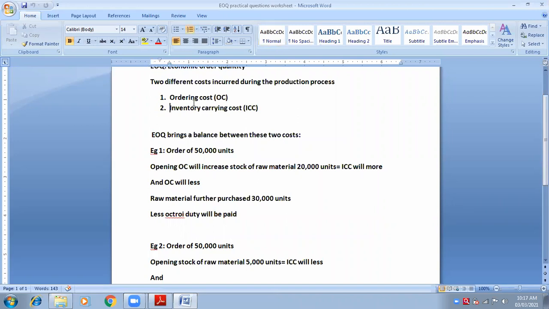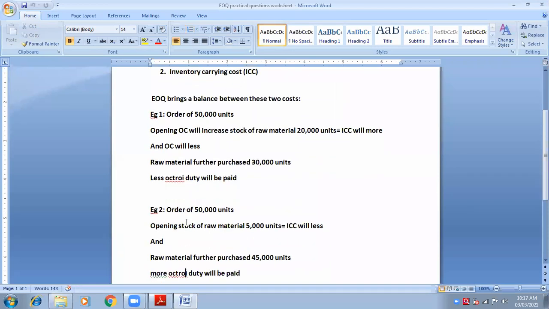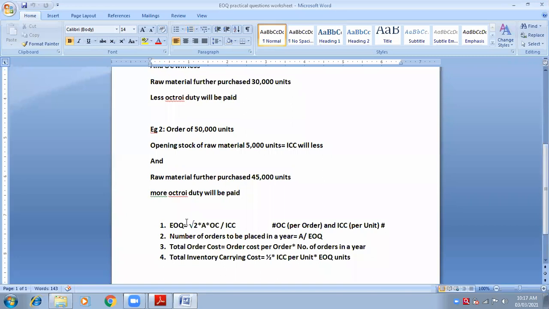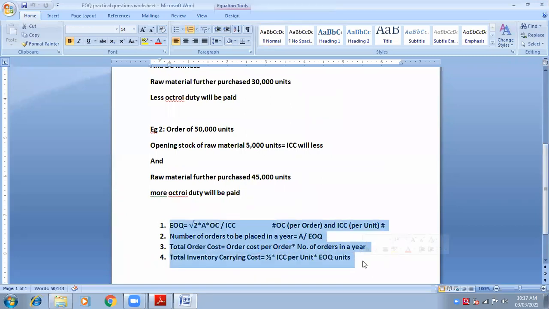So suppose if we are trying to reduce ordering cost, inventory carrying cost will increase. And suppose we are trying to reduce inventory carrying cost, ordering cost will automatically increase. So one of them will increase. Okay. So EOQ brings a balance between these two costs. We had tried to understand with the help of these two examples. Okay. And we have also covered 4 formulas related to this chapter.